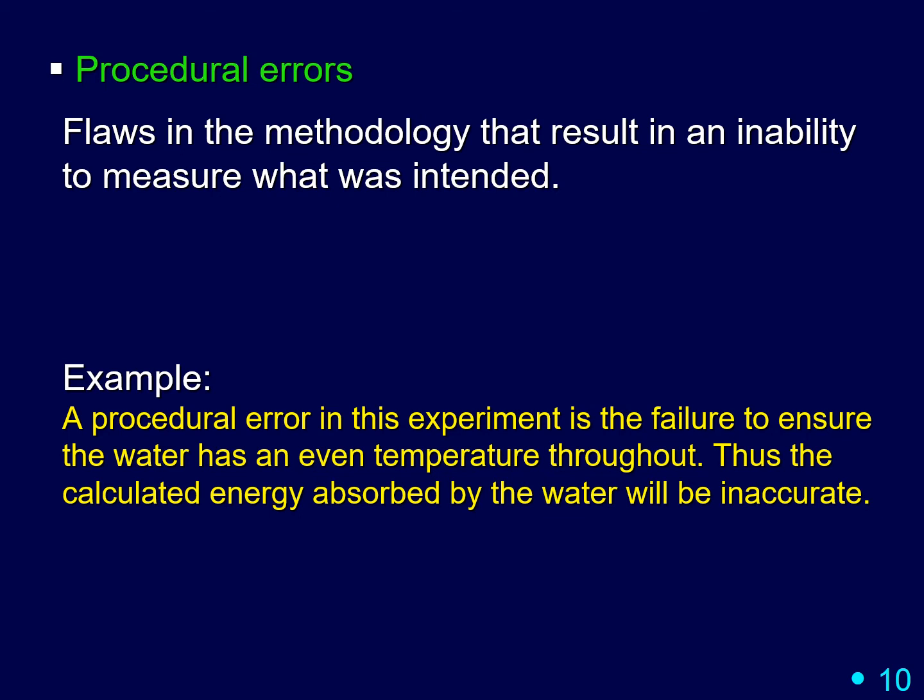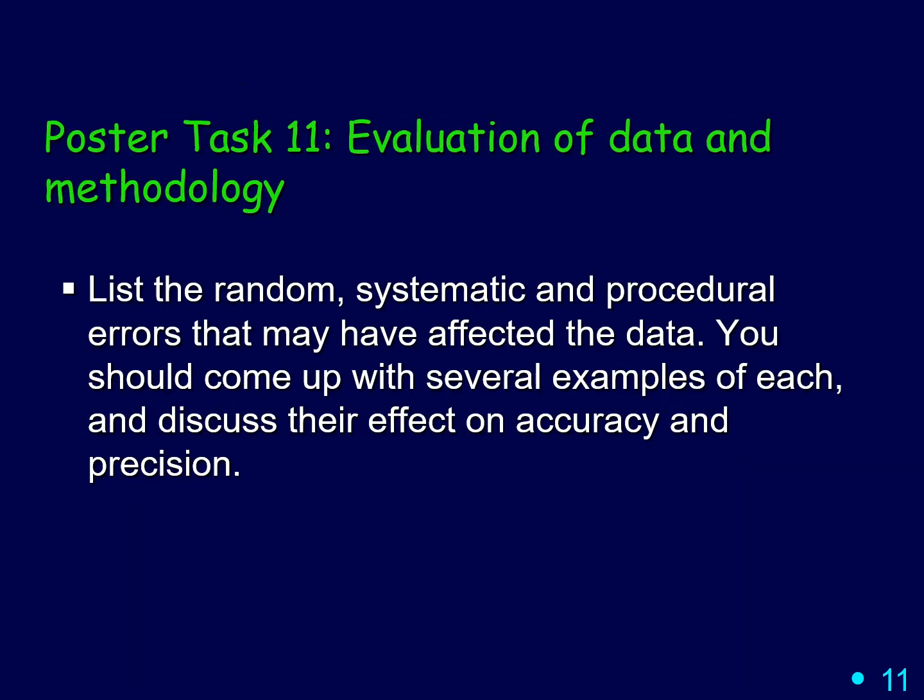So if you can come up with another example of a procedural error, that would be good. Now it's time to do poster task 11. Look at the 3 types of errors and try and find some examples of each. Remember to discuss, just make a statement about their effect on accuracy and precision.